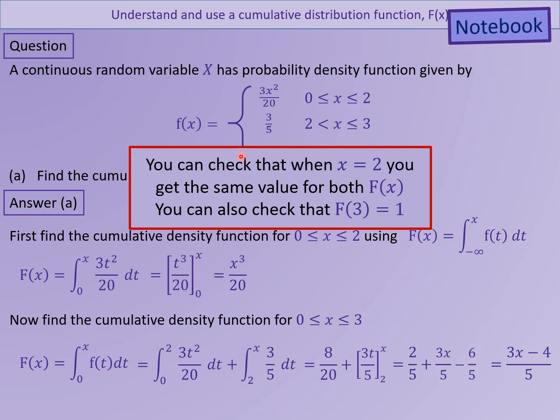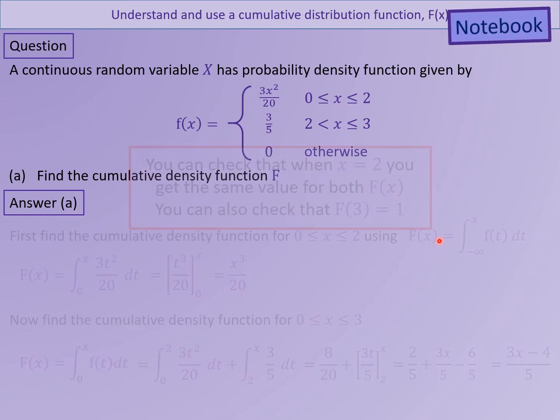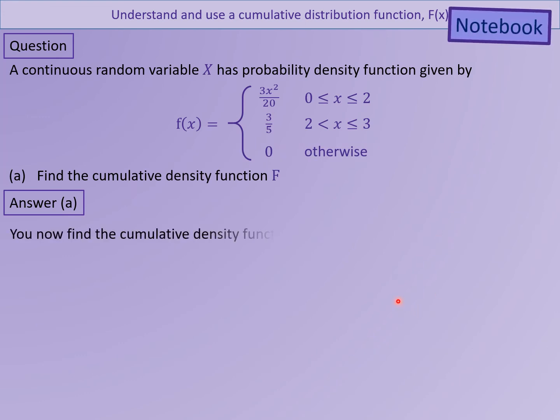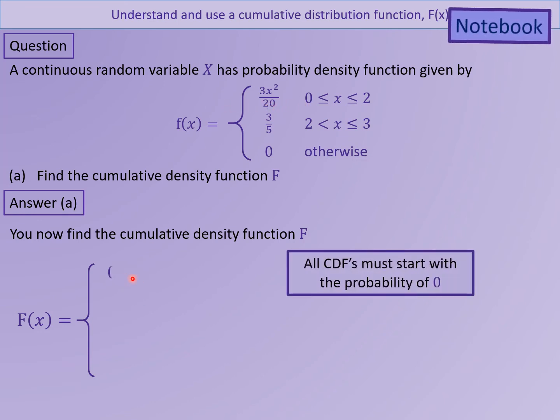You can check your boundary points, 0, 2, 3, just to check whether it actually works. You'll soon know when you come to sketching your graph. Speaking of which, now we've got our cumulative density function, we can put this together. So there we go. We can say, right, to start with, from anything before 0 is going to equal 0.